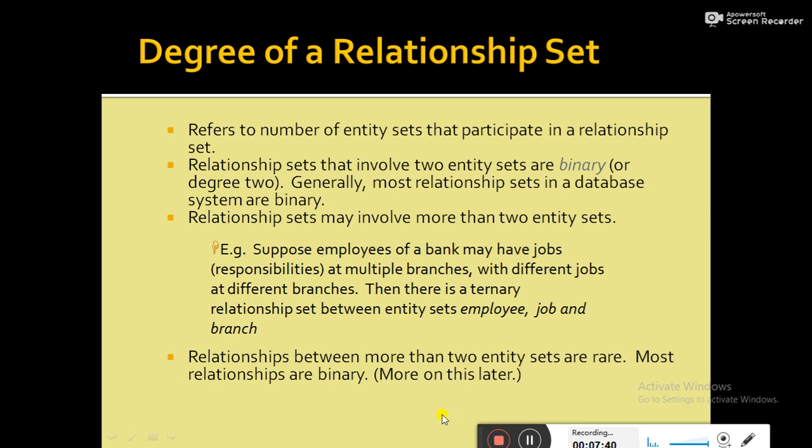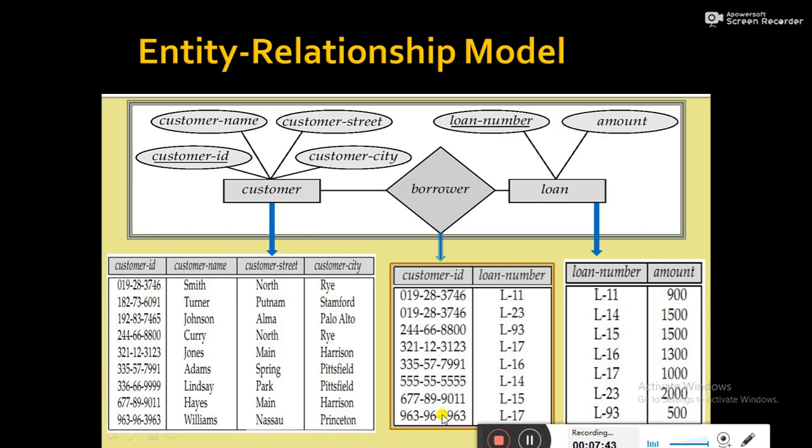Just take an example, go back to the previous slide. Here the relationship set is borrower. You have to determine what is the degree of that relationship set. In that borrower relationship, how many entity sets are involved? Customer and loan. That means customer entity set and loan entity set are associated with each other with the help of borrower relation. So in that example, two entity sets are involved in the borrower relationship set. That is why the degree of borrower relationship set is binary or degree 2.